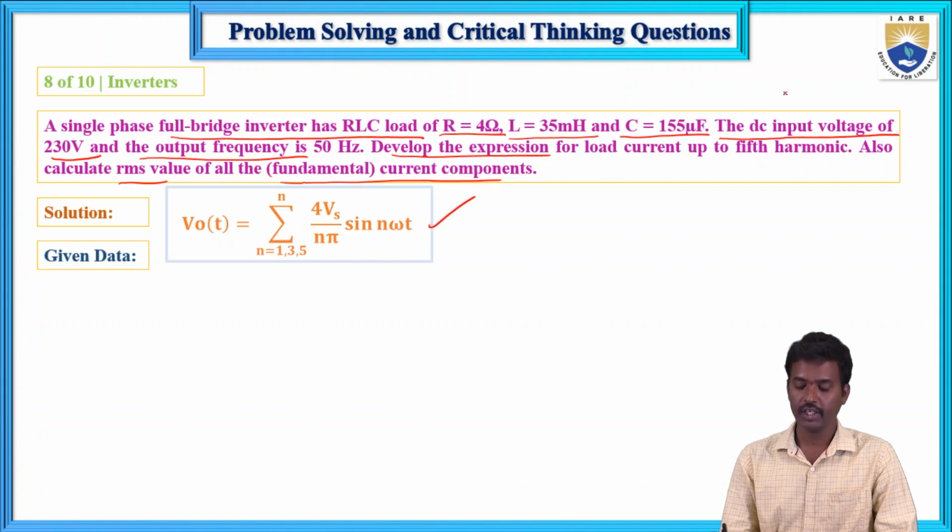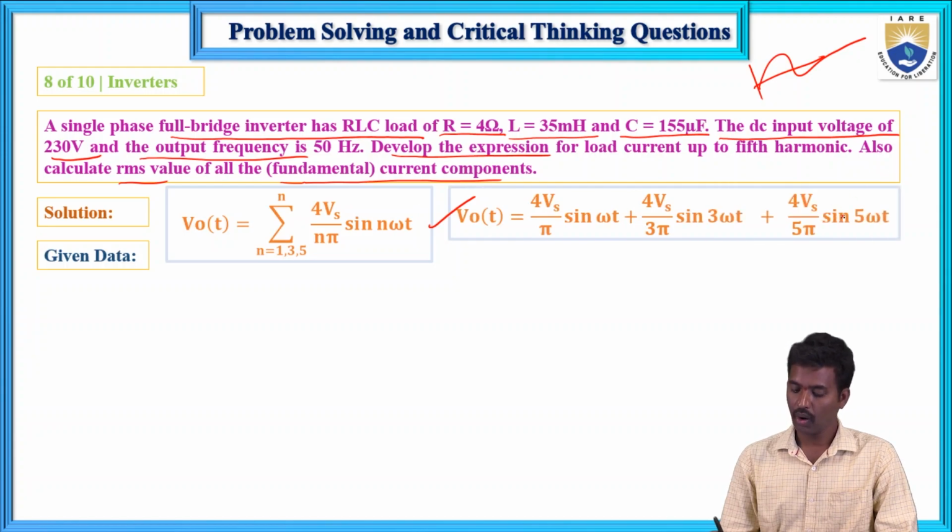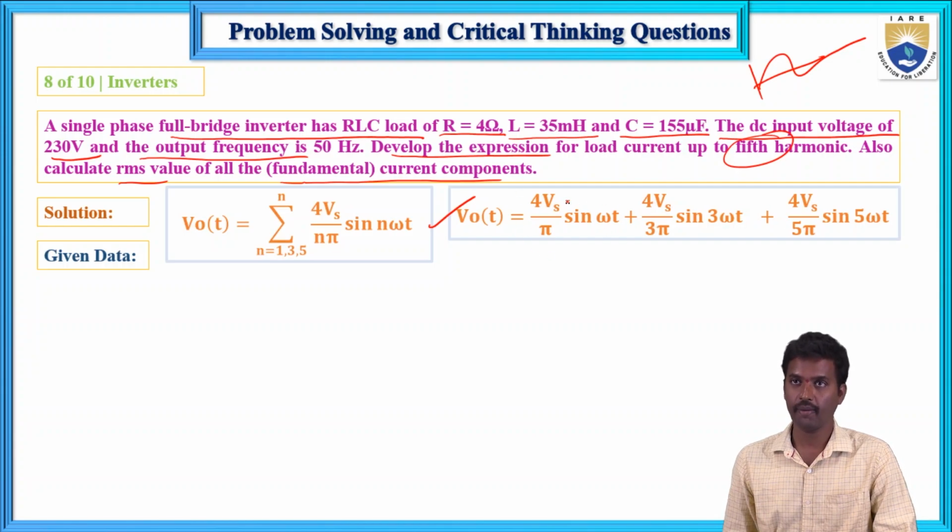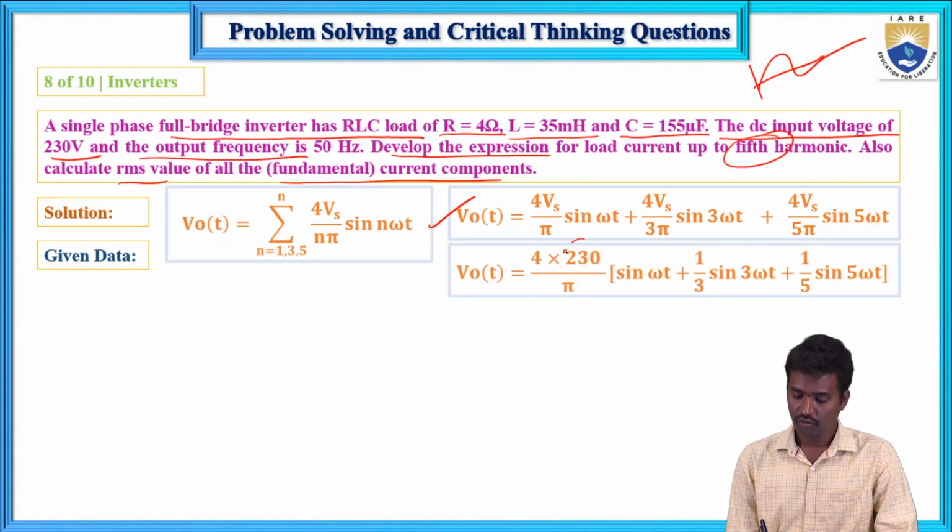This is the output voltage equation: V naught equals the sum over n equals 1, 3, 5 and so on of 4 Vs by n pi sin n omega naught t. Now up to fifth harmonic, we substitute 1, 3 and 5. Here Vs equals 230 volts and the remaining is the same.